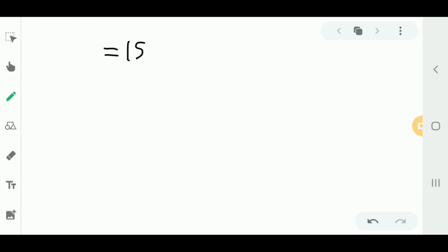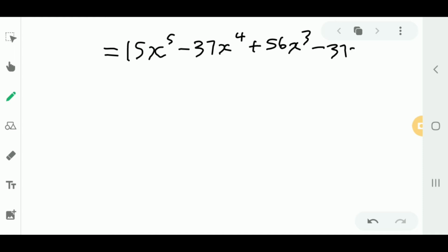So we have 15x to the 5, then we have minus 25 minus 12, that gives us minus 37x to the 4. Then we have plus 30 plus 20 plus 6, and that gives us positive 56x cubed. Then we have minus 24 minus 10 minus 3. That gives us minus 37x squared. Then we have 12x plus 5x. That gives us 17x. And then we have the minus 6 by itself. So that would be a final answer.